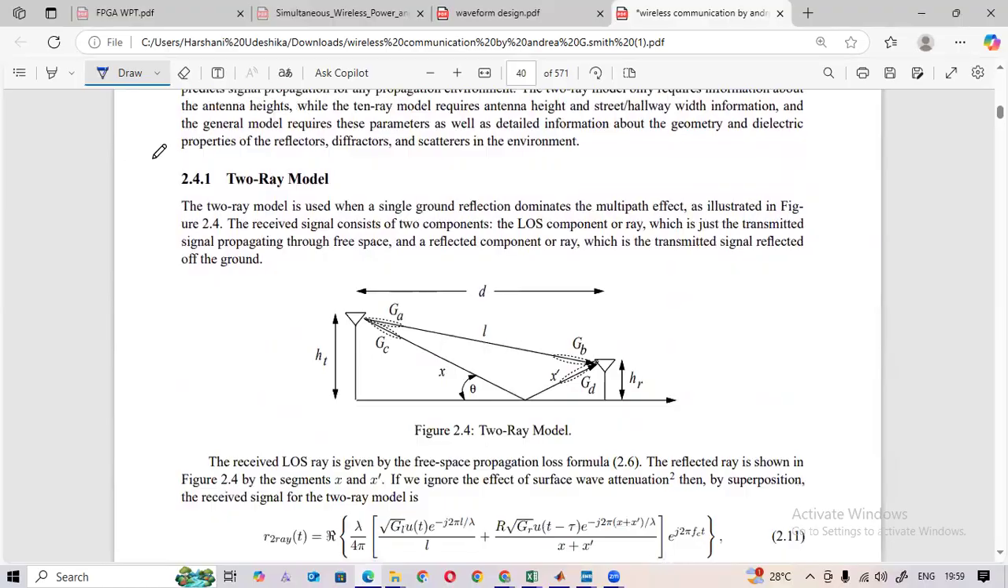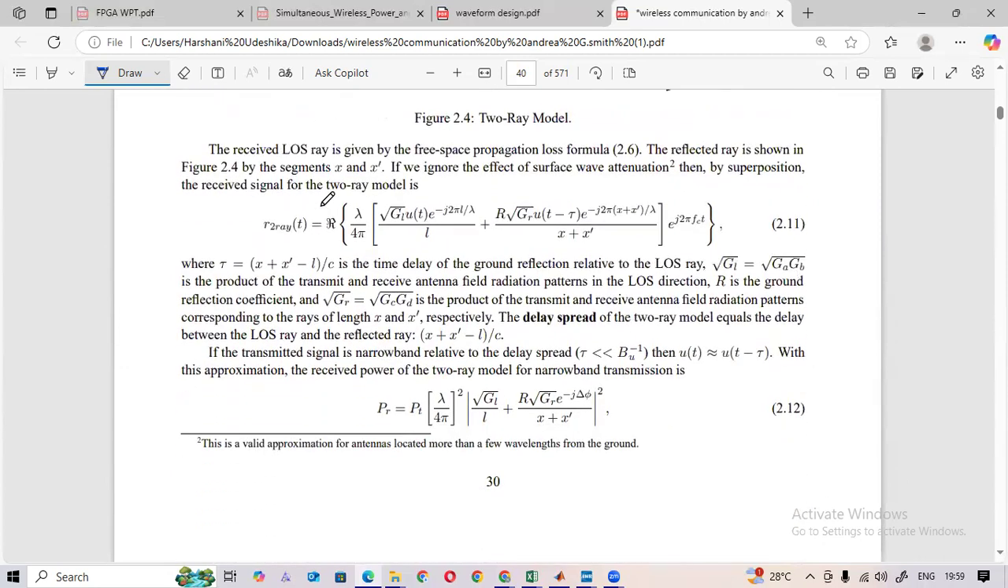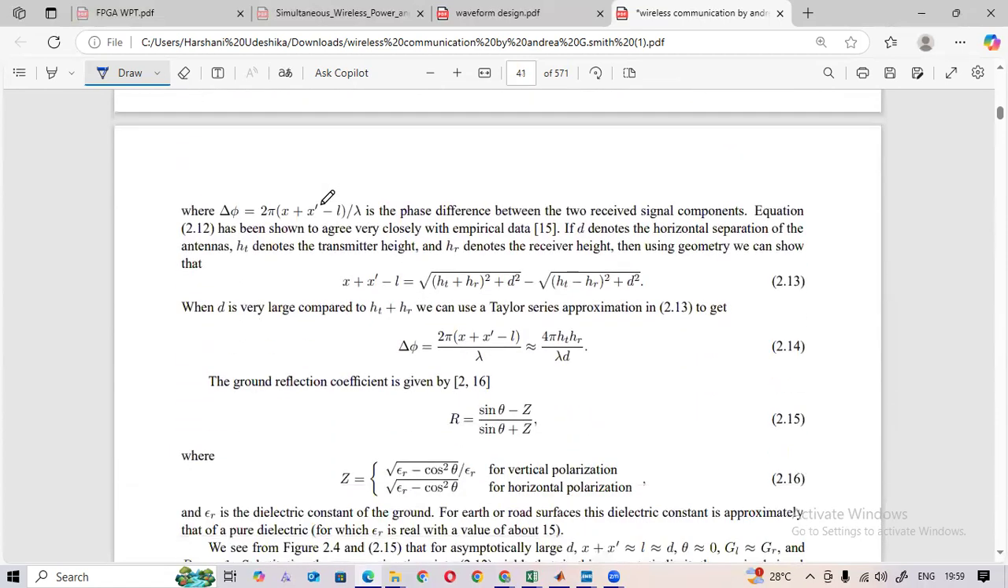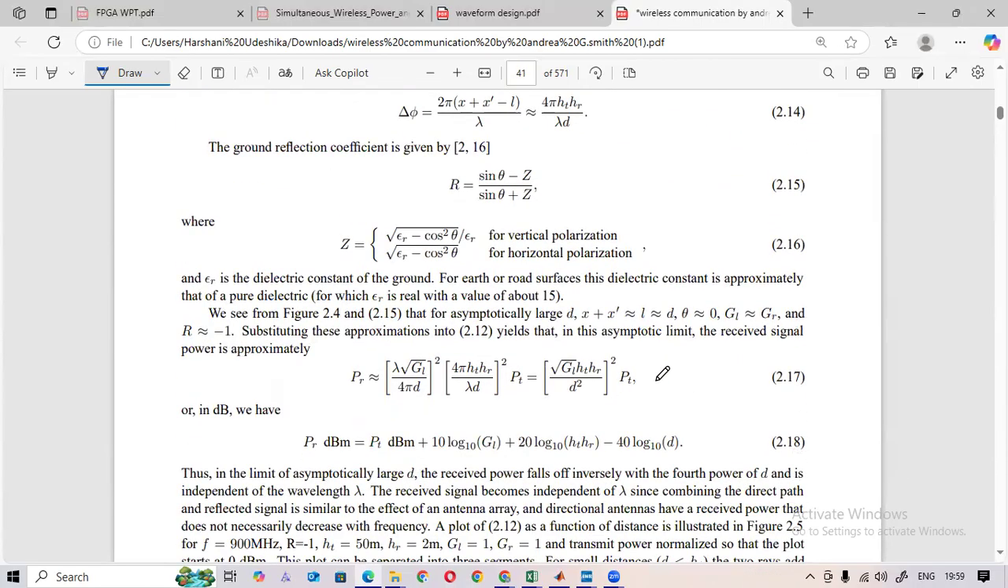Most probably it will be with the two-ray model. This is the equation for the two-ray model. The receiving power is approximately equal to this one or this one, so you can use either one, no problem.